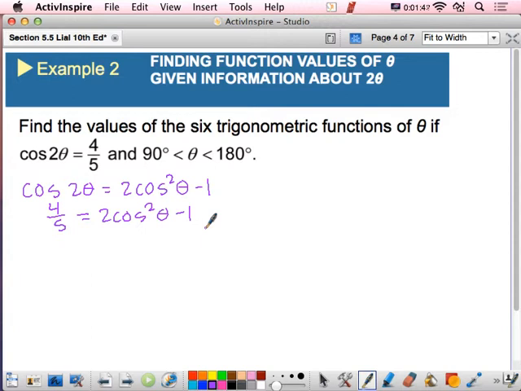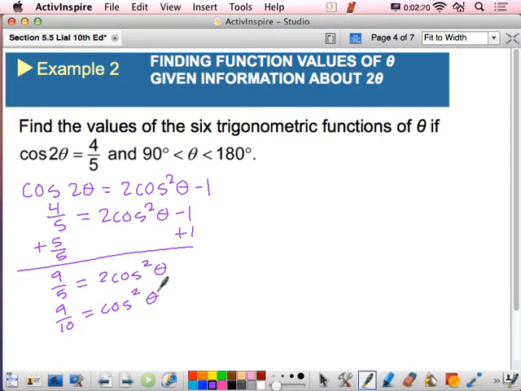And then we just want to algebraically solve that for cosine. So we'll add 1. Adding 1 is the same as adding 5 over 5. Okay? So we have 9/5 is equal to 2 times cosine squared of single theta. If I divide by 2, does that give me 9/10? Did you know that one way to divide by 2, if you have a fraction, is you just multiply the bottom by 2? Dividing by 2 is the same as multiplying the denominator by 2. So if I divide both sides by 2, I get 9/10 equals cosine squared.